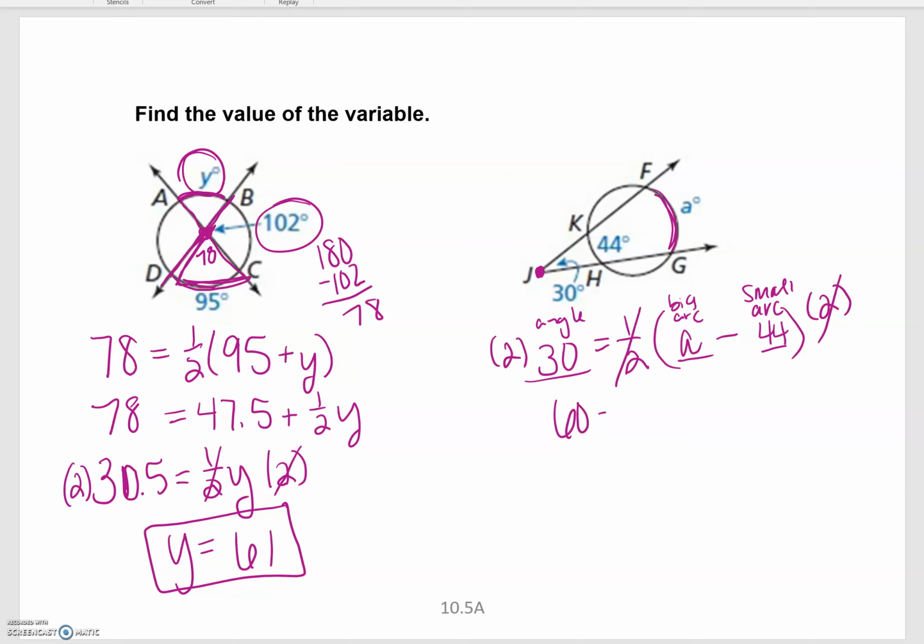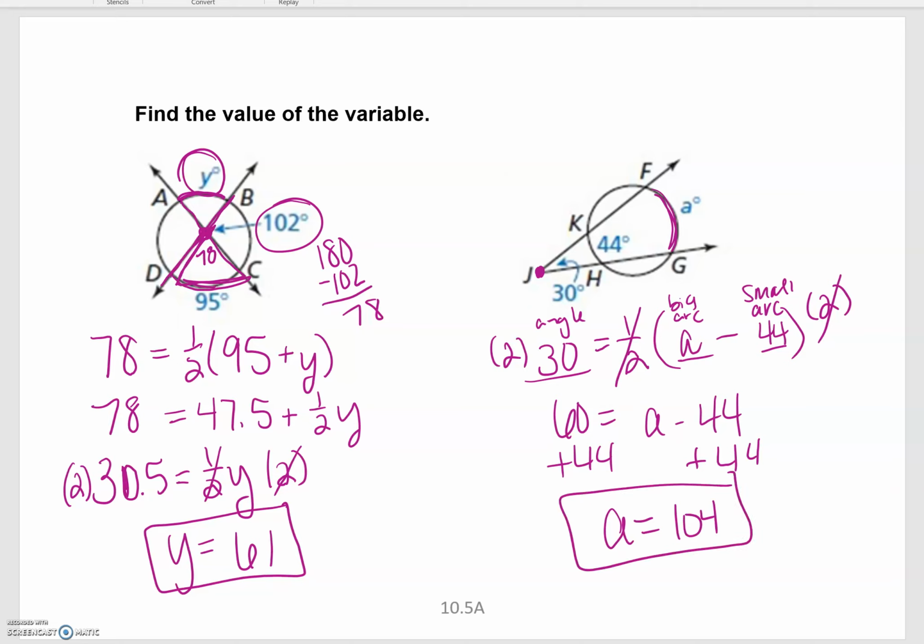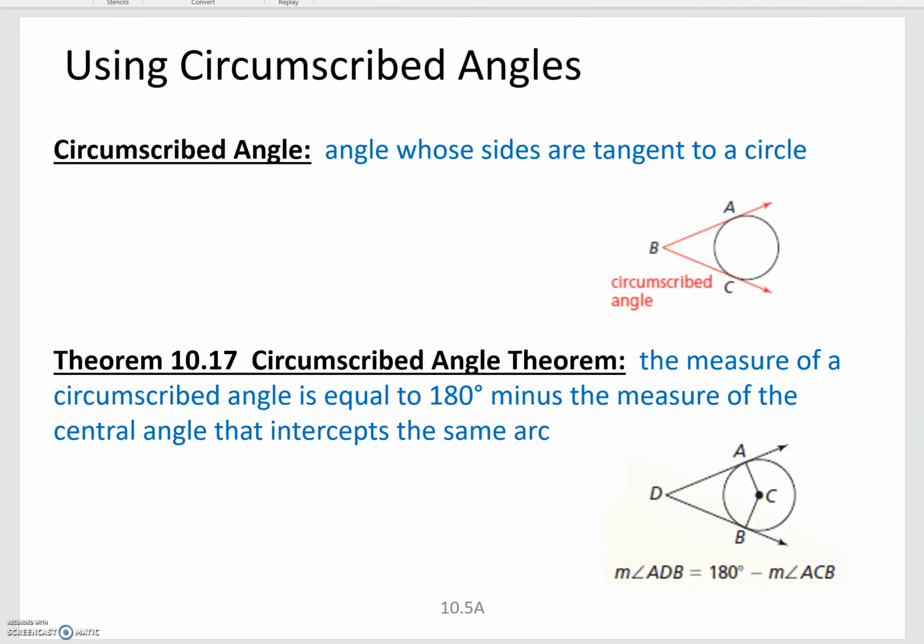Okay, then this time, remember, again, you could multiply by 2 right away if you wanted to. So I end up with 60 equals a minus 44. And then I'm going to add that 44 over to the other side. And I get that a is 104. Okay. If you distributed the 1/2, you should end up with the same answer in the end. A equals 104.